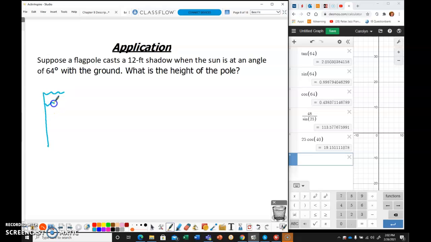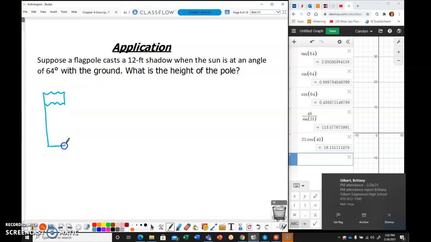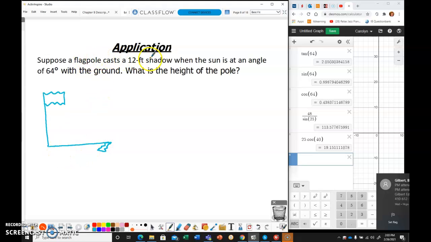Here's my nice flag waving in the wind. And this flagpole casts a shadow on the ground. So there's a shadow of my flag actually on the ground here. And it says that this shadow is 12 feet, so I'm going to write that in.